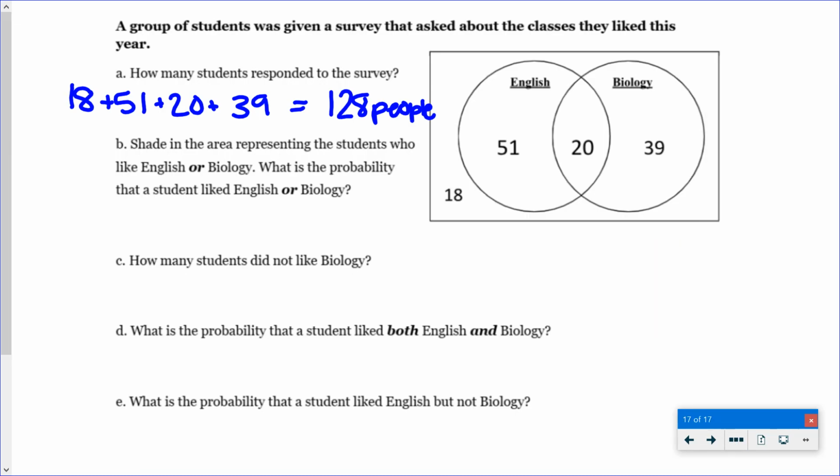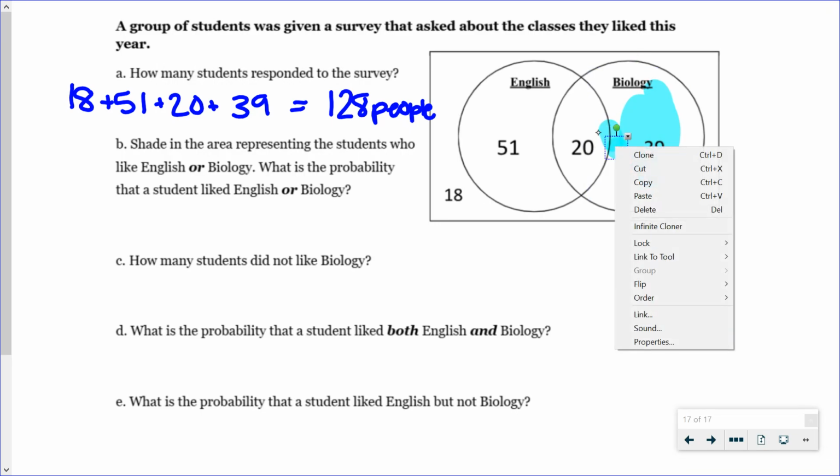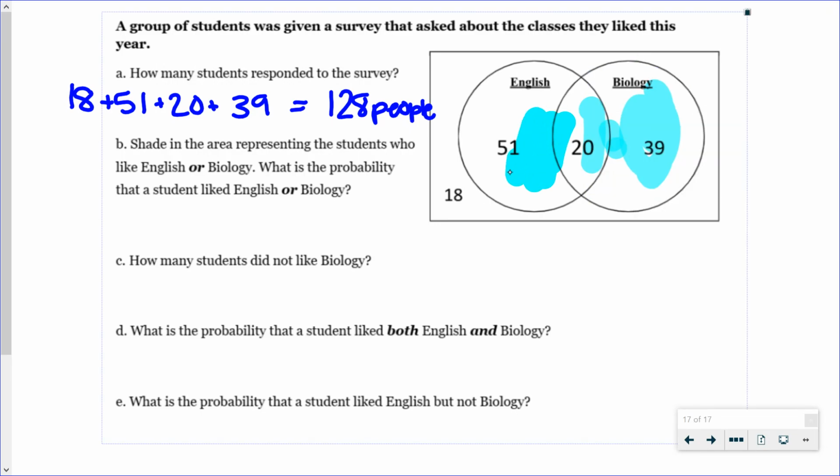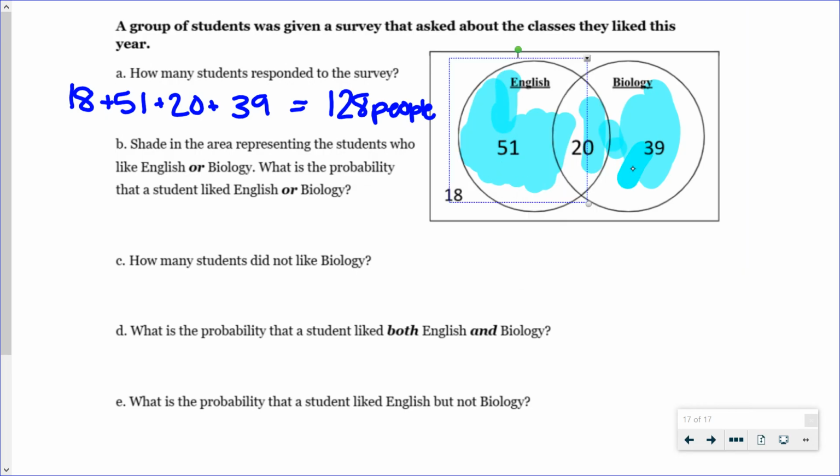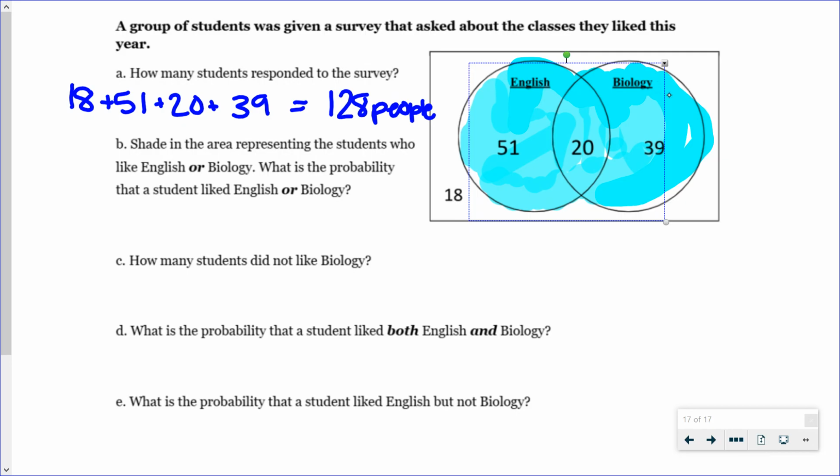The next question says to shade in the area representing the students who like English or biology. Or is our keyword for union, which means we're going to color in anything that is in one of the circles. I'm struggling to color here, people. There we go. All right.